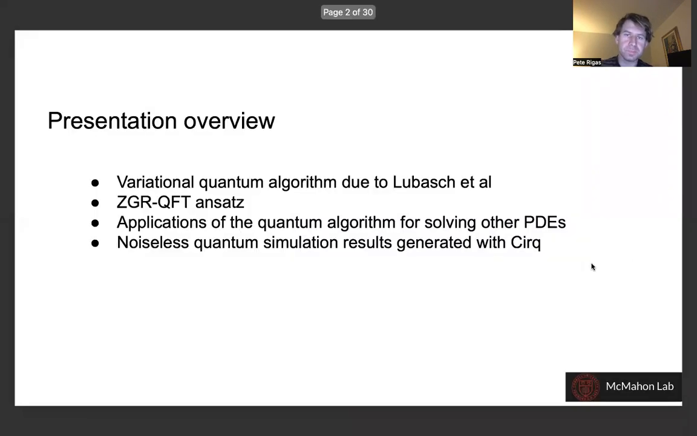And for this session focused on simulation methods and implementation, I'll be discussing variational quantum algorithms for PDE measurement extraction. To begin with a presentation overview, I'll be discussing a variational quantum algorithm due to Bosch et al. In addition, we're going to look at the ZGR QFT ansatz, from which we'll provide applications of the quantum algorithm for solving other partial differential equations. And finally, we'll discuss the results that we're able to generate with Cirq for our noiseless quantum simulations.